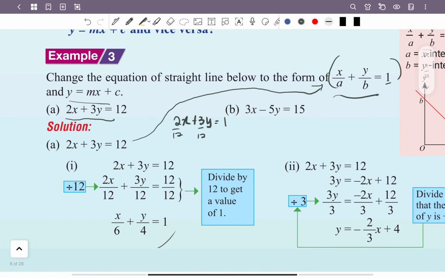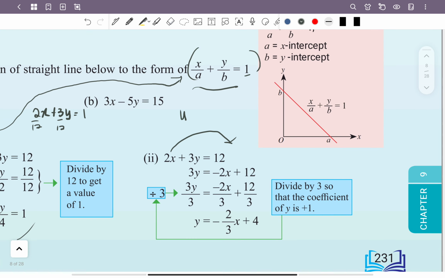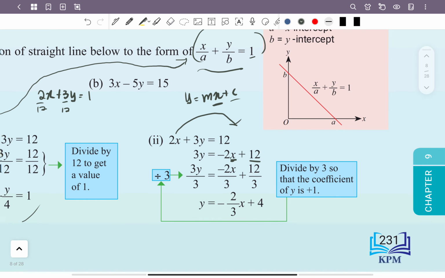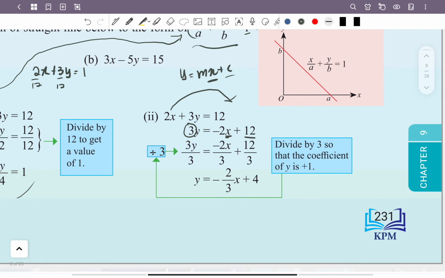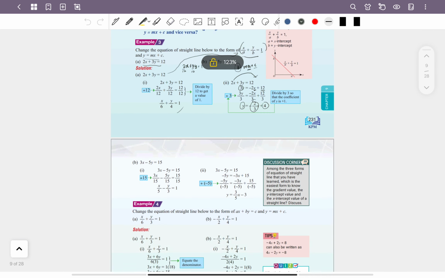Next, you need to change into y equals mx plus c. So first we have this equation. What we do is transfer the 2x to the other side, because we want y equals mx plus c, with x on this side. So c we already know. Next, is it valid? Not yet, because here we have 3. So we need to divide by 3, so that here and here are the same. Where you have your gradient and your y-intercept. Okay?